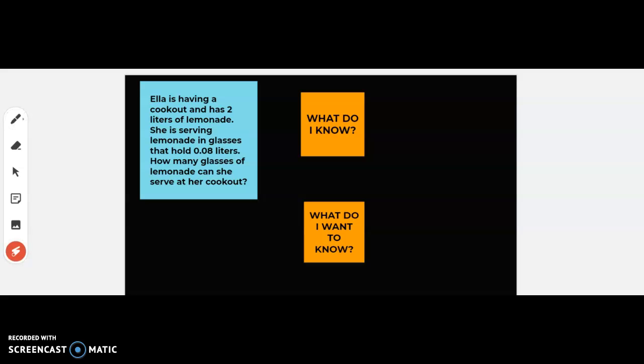So again, the first thing I need to think about is, what do I know? I know that Ella is having a cookout and she has 2 liters of lemonade. And then I need to know how many glasses. Well, the thing I know about her glasses is that each glass can hold 800ths of a liter. Well, that's not very much, so I think my answer is going to be more than 2 here, but let's see.